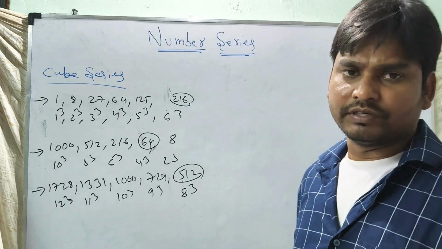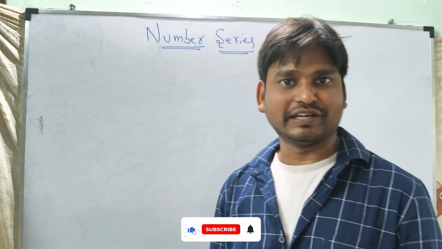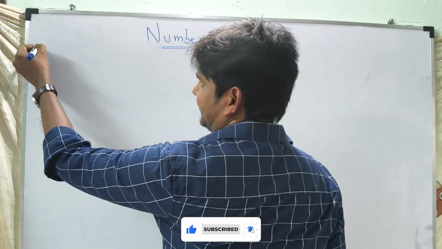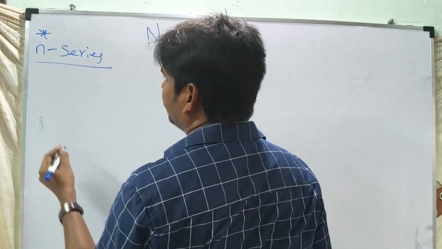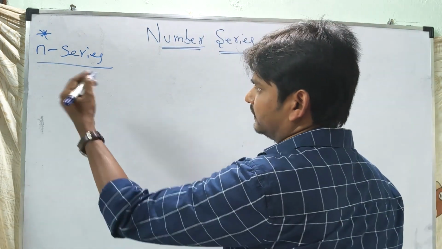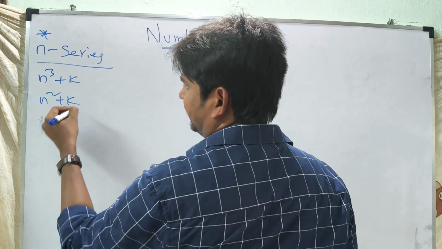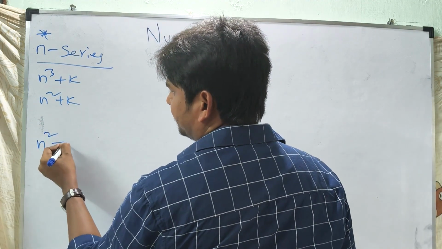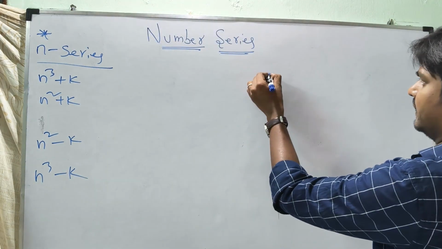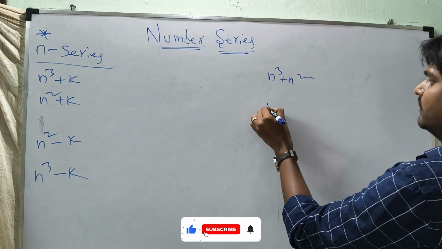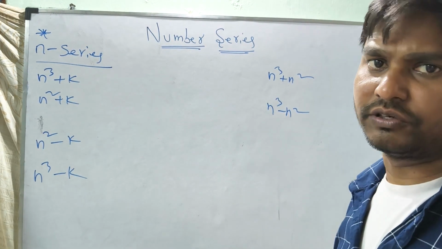Next we'll see one more model, that is n series. Okay my dear students, we'll move on to the next model, that is n series. Very important, n series. Now how will they give questions from this? See, here it may be n cube plus k or n square plus k, now n square minus k or n cube minus k. One more model I am writing here, n cube plus n square and n cube minus n square. In this, what are the different types of questions they may ask in your examination?